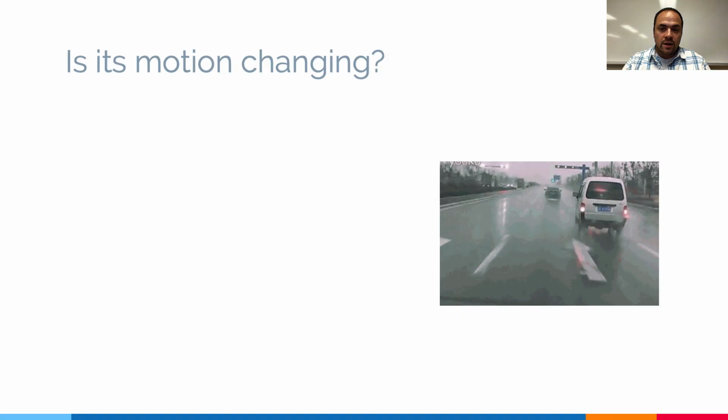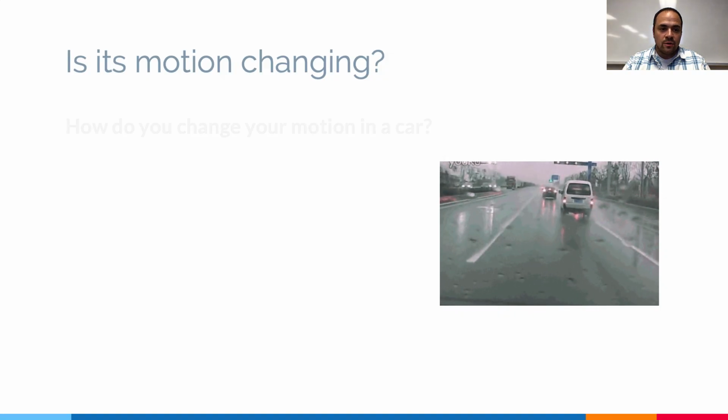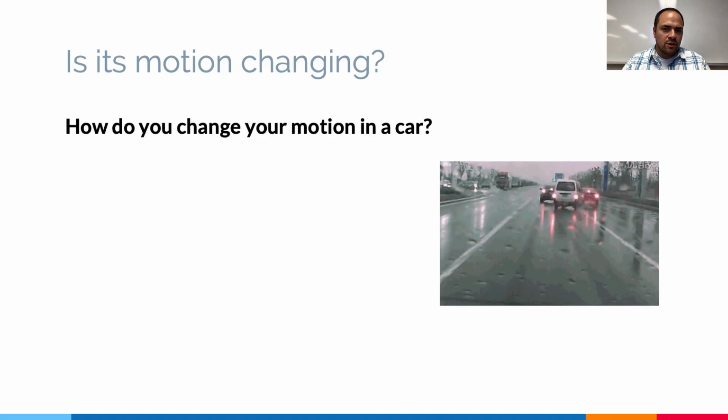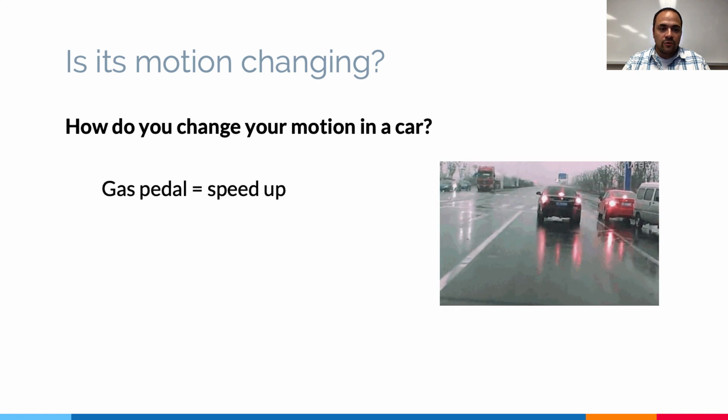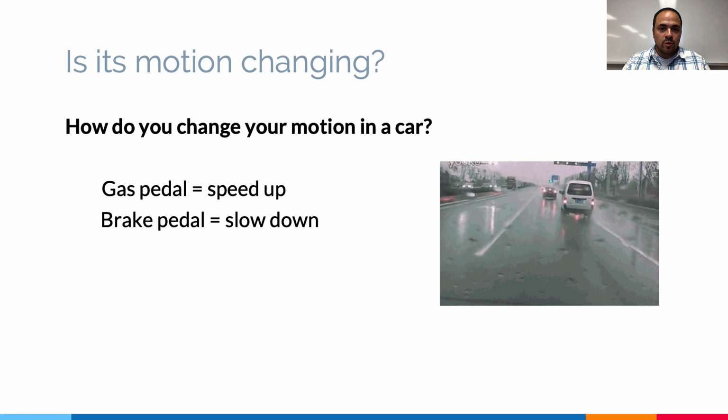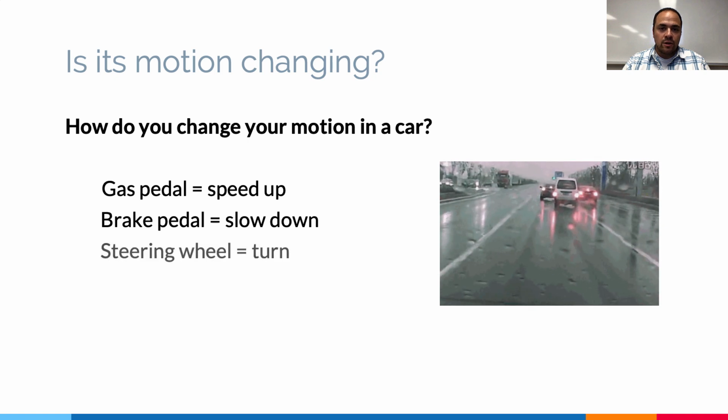Hey everybody, we are talking acceleration today, the final piece of the motion puzzle. And when we're talking acceleration, we are talking about changes to motion. So how do you change the motion in your car? There's a few ways. You could use the gas pedal to speed up. You could use the brake pedal to slow down, or you could use the steering wheel to turn.